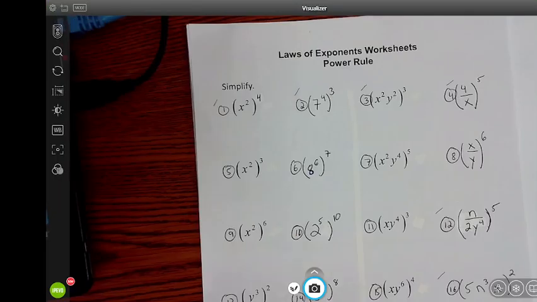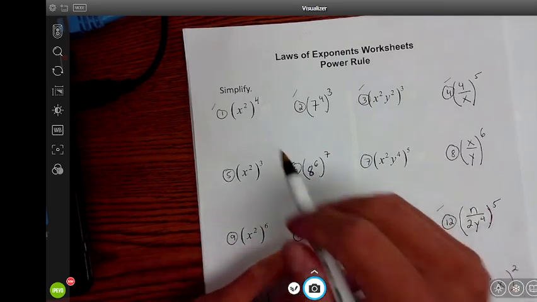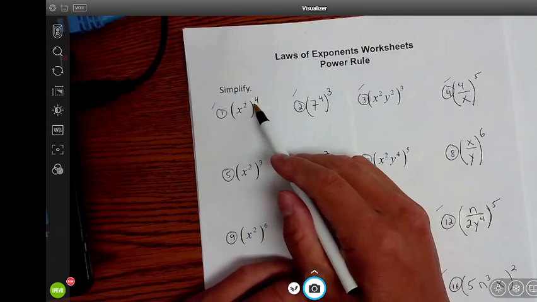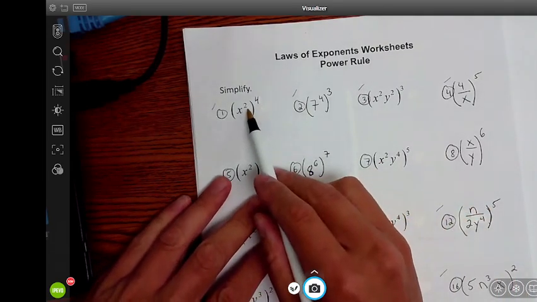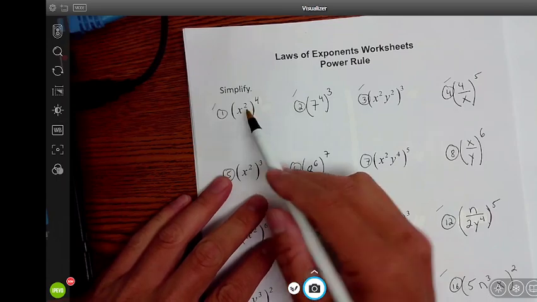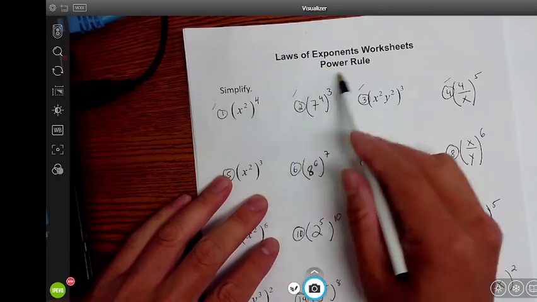Alright, for this sheet with the power rule, let's look at number 1. Here's what we're doing. We have x squared to the fourth power. Here's what's happening when you see a power taken to another power: you're going to apply the power rule.